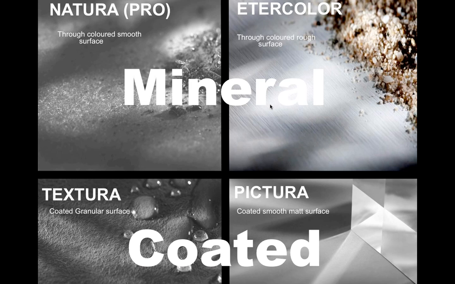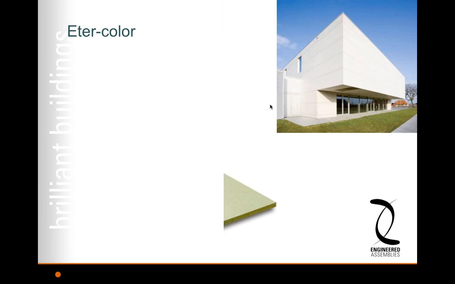Now, the product families under that brand of Ethernet or Equitone are four: Natura and Natura Pro, Etercolor, which they've now changed to Tectiva, but I'm continuing to carry both names, Textura and Pictura. And I'll explain and show you some jobs of the different textures. Fundamentally, they're made the same way. It's really the surface that changes the aesthetic.